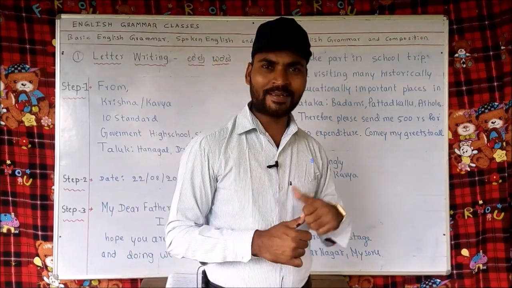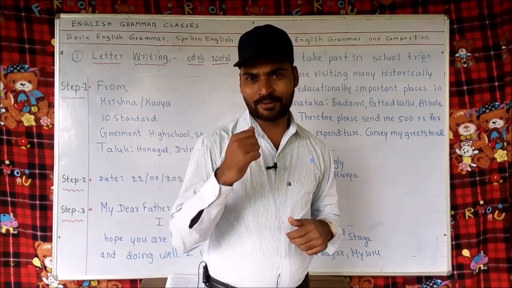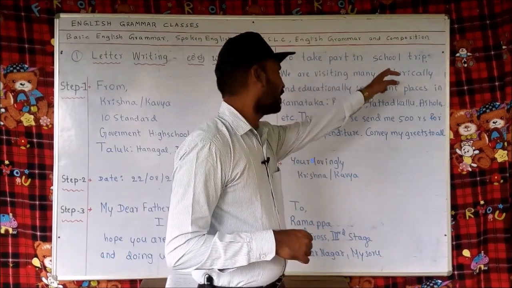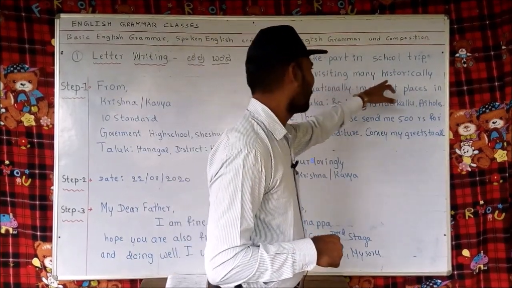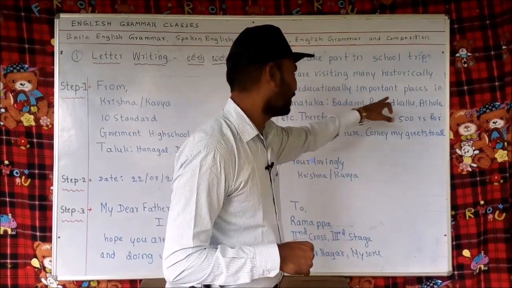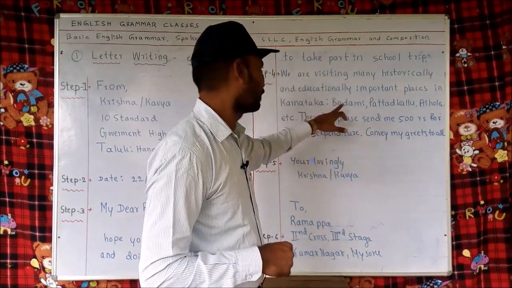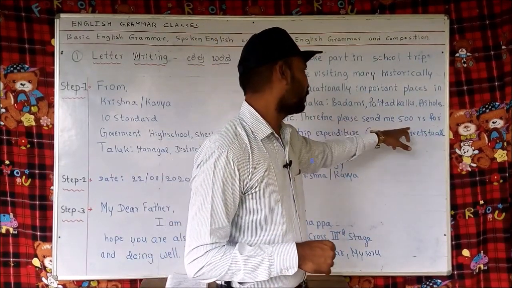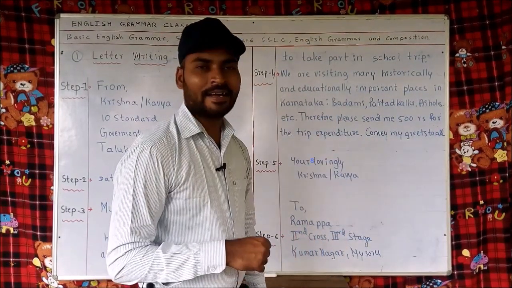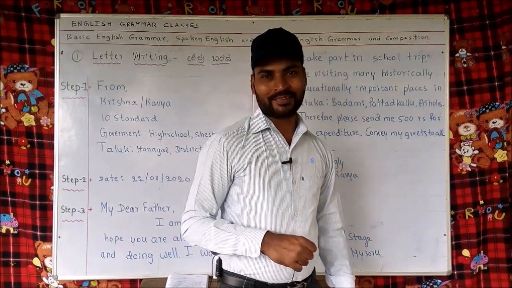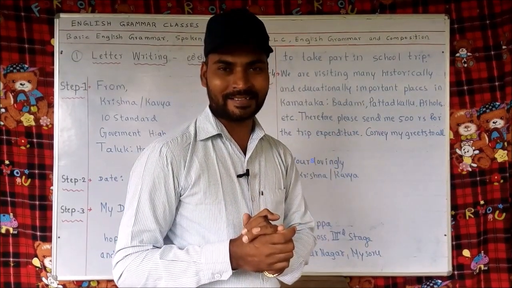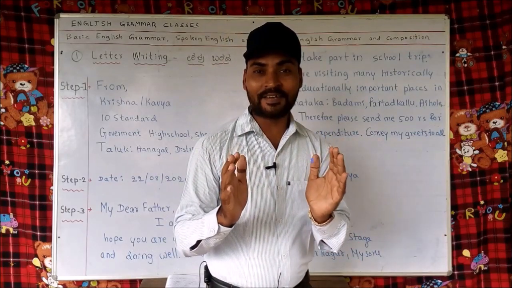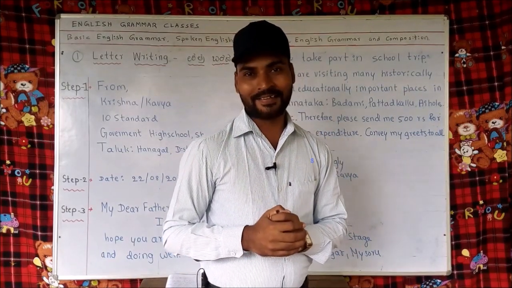Now I have tried here to mention briefly the matter of the letter. I would like to take part in the school trip. We are visiting many historically and educationally important places in Karnataka: Badami, Pattadakallu, Aihole, etc. Therefore, please send me 500 rupees for the trip expenditure. So this is the matter of the letter. We should convey it so that the reader understands it better.